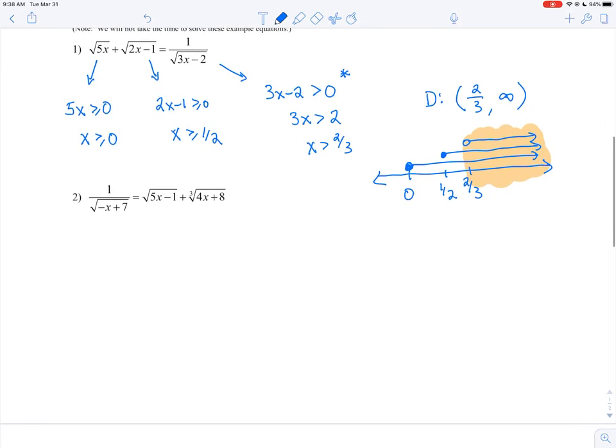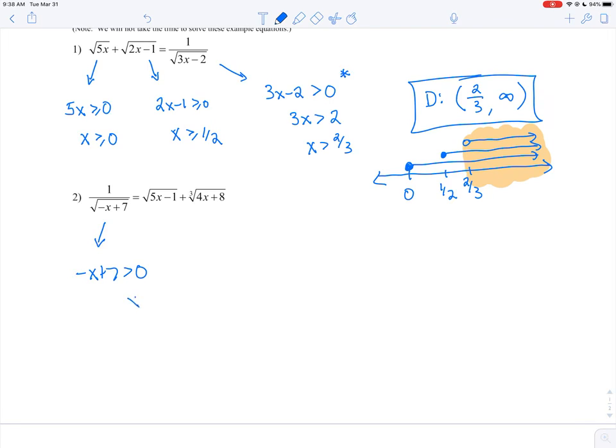All right, let's quickly look at number 2. And like I said, we're not actually going to solve these. We're just going to look at what the actual domain on these would be. So with this one, number 2, that first term, we've got a negative in our radical. So we're going to say negative x plus 7 has to be greater than 0, not greater than or equal to. So we solve this out.